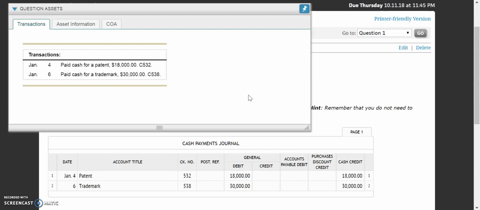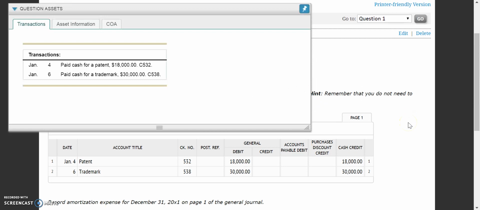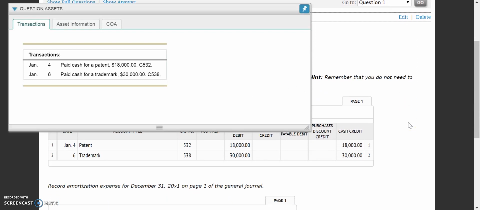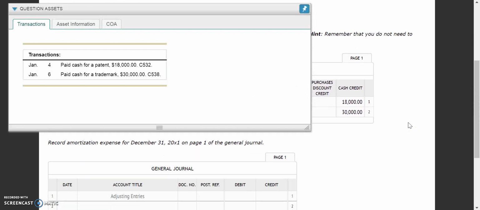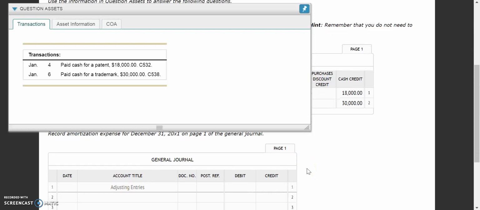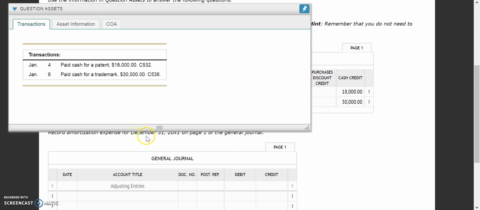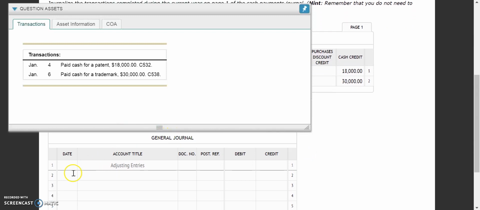Okay, now let's go down and remember that our amortization expense is recorded as an adjusting entry. So they're actually going to give you the adjusting entry here in your general journal. So we don't actually have to record any of that. You do need to remember, though, that adjusting entries are always done at the end of the fiscal period. So our date is going to be December 31. So we're going to do the amortization for the patent first, just because that's the one that's listed currently.